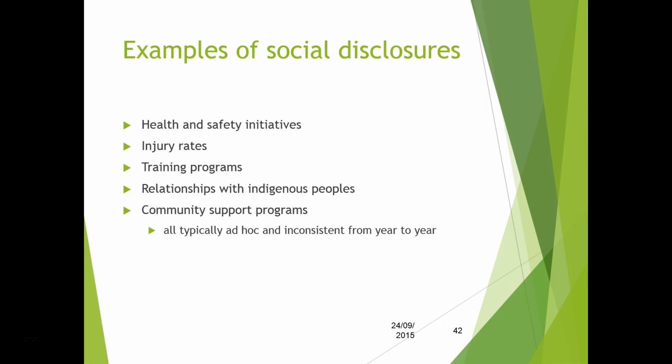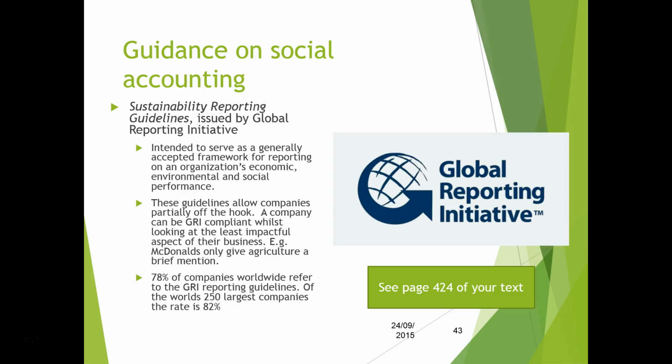What do we talk about with our financial reports that we want them to be? Comparable, consistent, materiality is an issue. All of those things are very difficult to build into a social environmental reporting framework if you're just deciding to go it on your own. What has this led to? Global Reporting Initiative. It's a generally accepted framework for reporting on an organisation's economic, environmental and social performance.